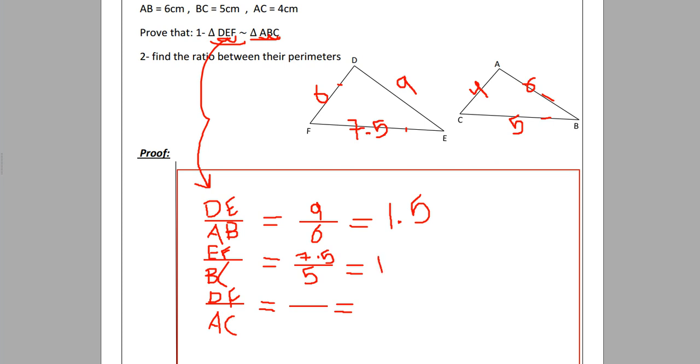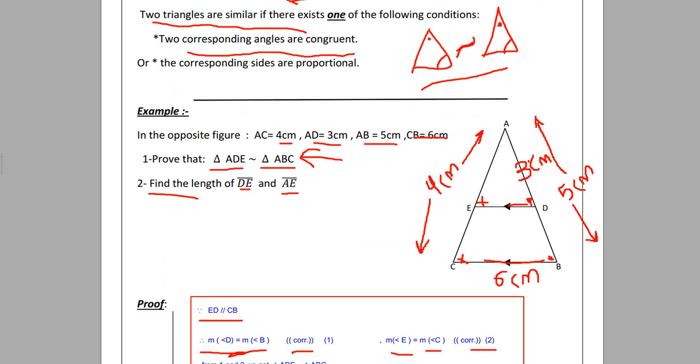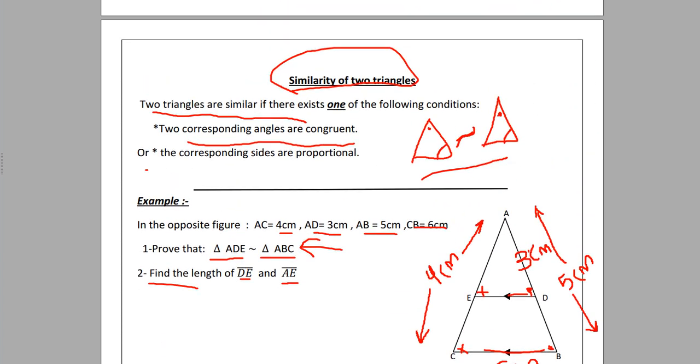So the third side here is DF over AC. DF equals 6, and 6 over 4 is also 1.5. Okay, so because all of these ratios are the same, the sides are proportional. So the second condition here is verified. We have the corresponding sides proportional, so these two triangles are similar.